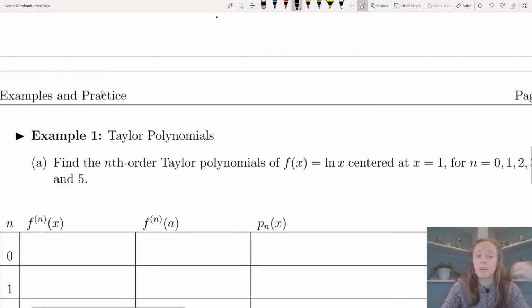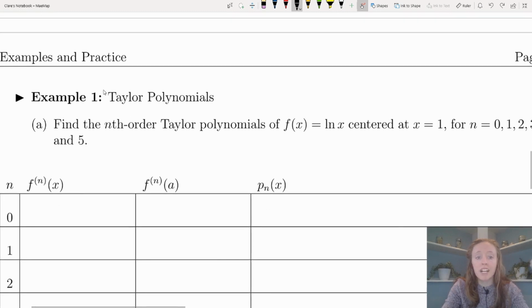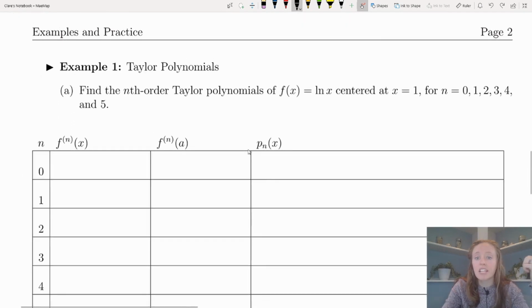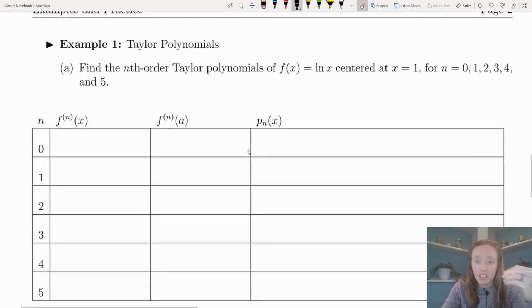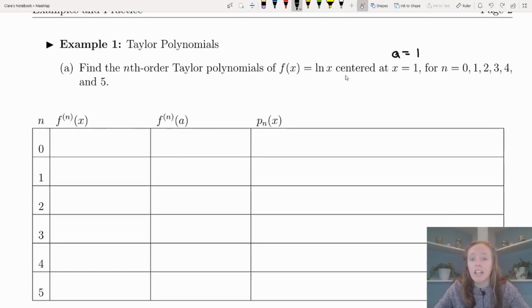So for this example in this worksheet, we're going to be finding the nth order Taylor polynomial of the function f of x equals the ln of x centered at x equals 1. So a, in this case, is equal to 1. That's what it means to be centered at x equals 1, is that a is equivalent to 1. And we're going to do this for a degree of 0, 1, 2, 3, 4, and 5. But from above, I've kind of helped you build into this because we've already done 0, 1, and 2.